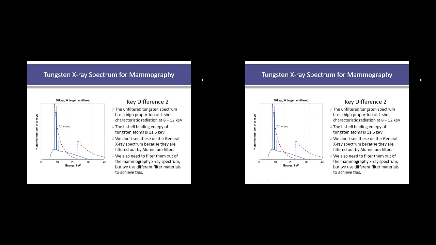So I think I've said this already. The unfiltered tungsten spectrum, certainly in mammography, would have a high proportion of L-shell characteristic radiation at 8 to 12 keV. The reason being the binding energy of the L-shell is much lower than the K-shell. It's only 11.5 keV. We don't see those on the general X-ray spectrum because they're filtered out by the aluminium filters.